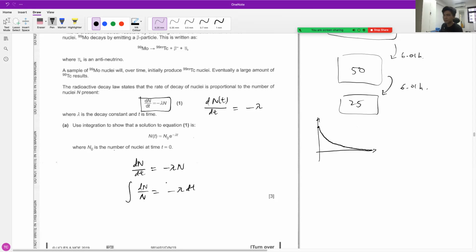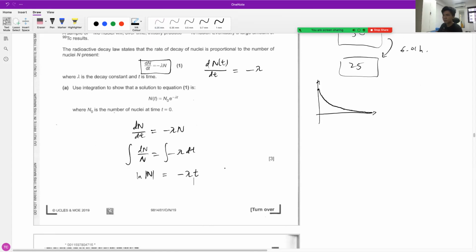If you integrate both sides, then you get ln of N equals minus lambda t, and that will give you N equals e to the power minus lambda t. Of course, there's a constant here I forgot. Never forget your integrating constant. This integrating constant would be e to the power of c over here. And what is this e to the power of c? If you substitute time t equals 0, you realize that N at t equals 0 equals e to the power of c.